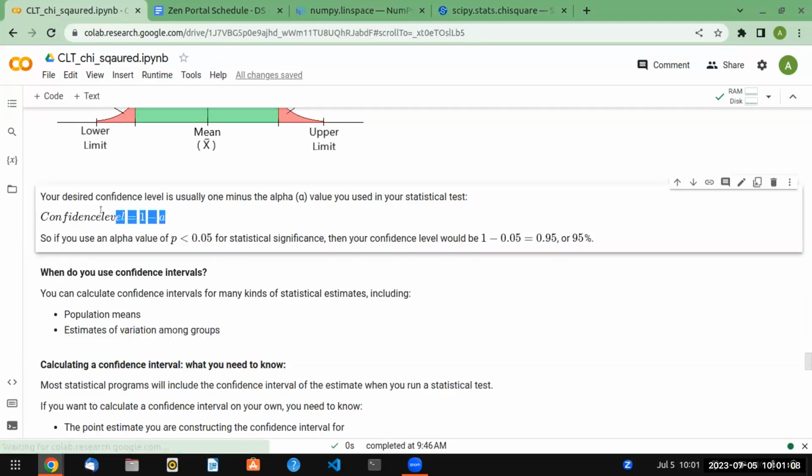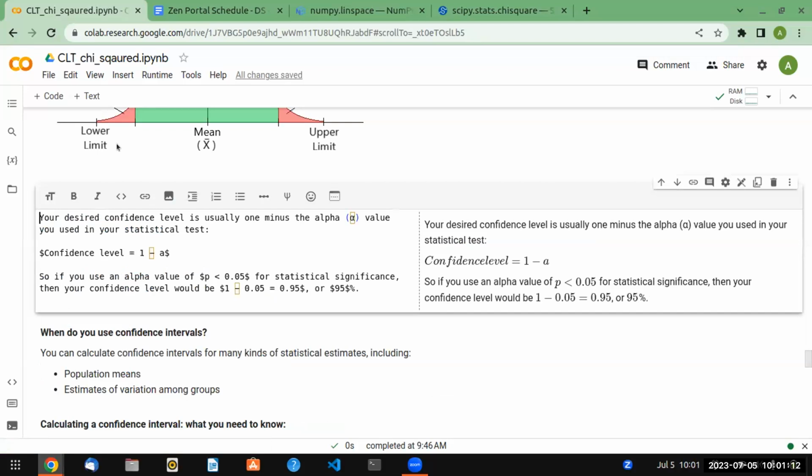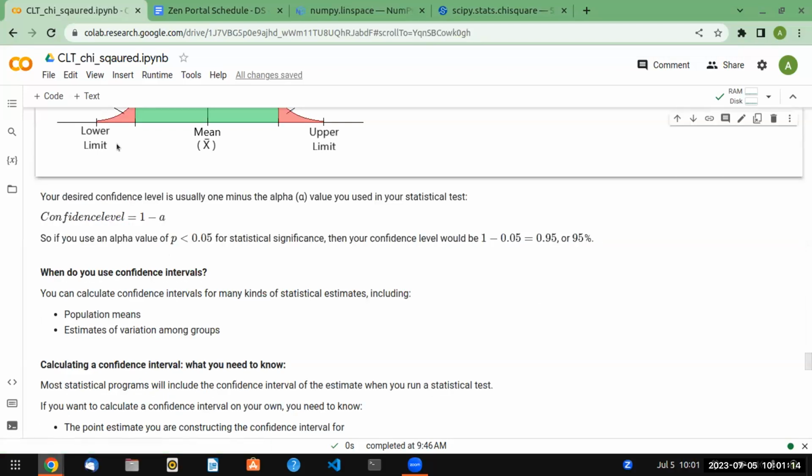That percentage of confidence will come from this alpha, guys. And this alpha value needs to be chosen by the domain expert, because if you are exploring this data in the banking sector, the alpha value will be different. If you are exploring the same concept in the healthcare sector, the alpha value will be different.